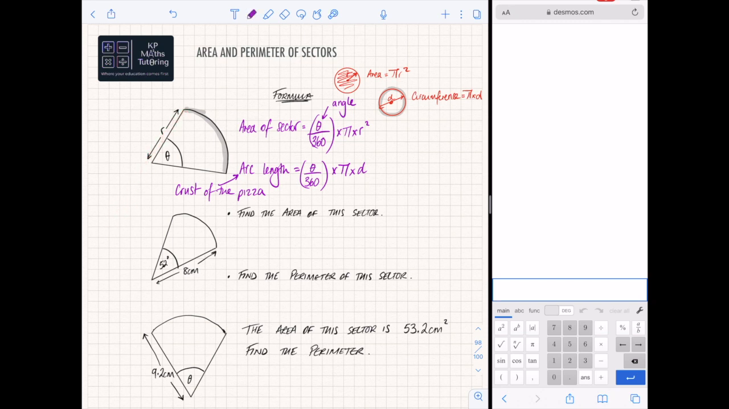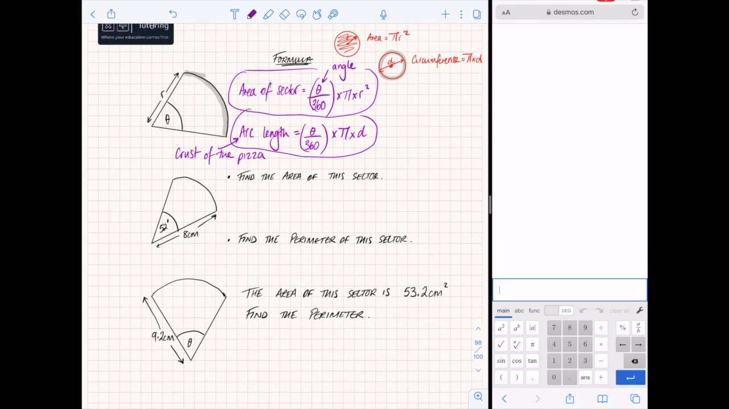Okay, so they're your two key formulas that you need to have. That one there and that one there. So they're the bits you need to write down, make sure you're happy with. So let's jump in and look at examples of these questions.